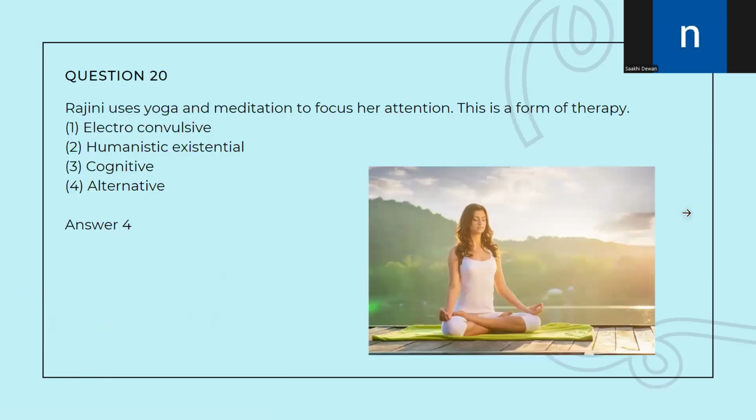With this, let us move on to the 20th question. It says that Rajni uses yoga and meditation to focus her attention. This is a form of dash therapy. So we know that yoga and meditation are classified under alternative therapies. So the answer will be option number four, alternative therapies.